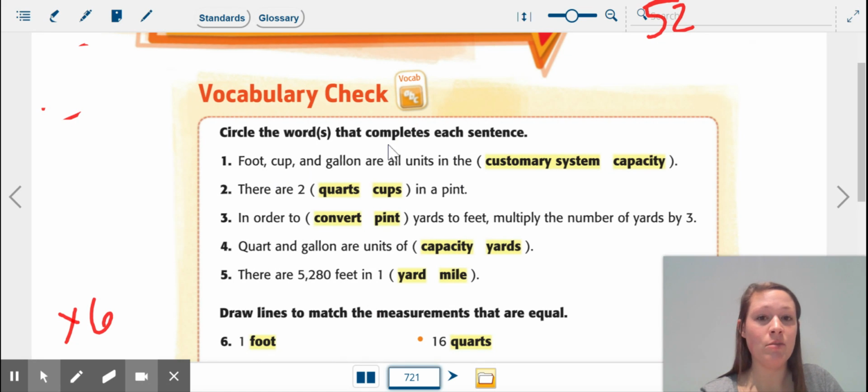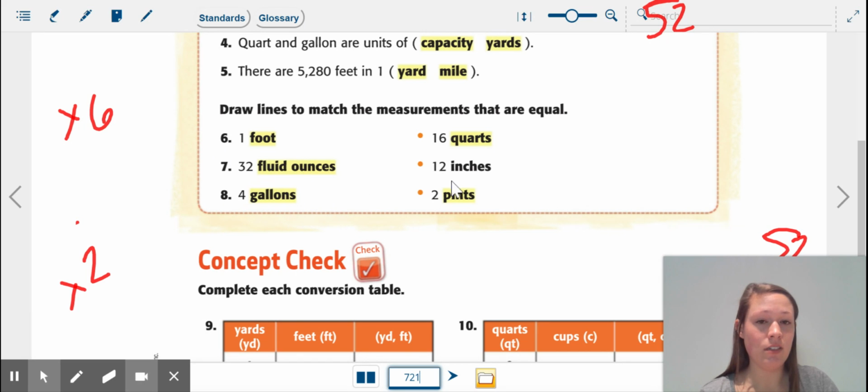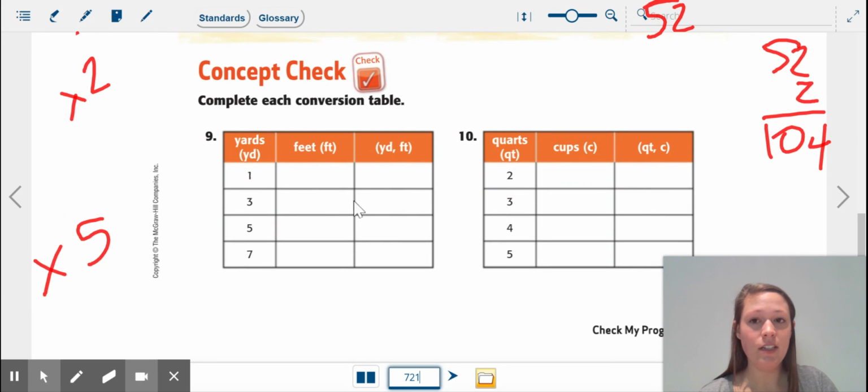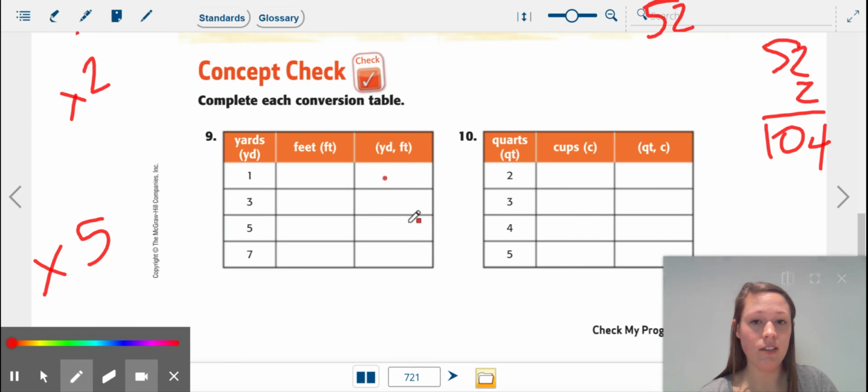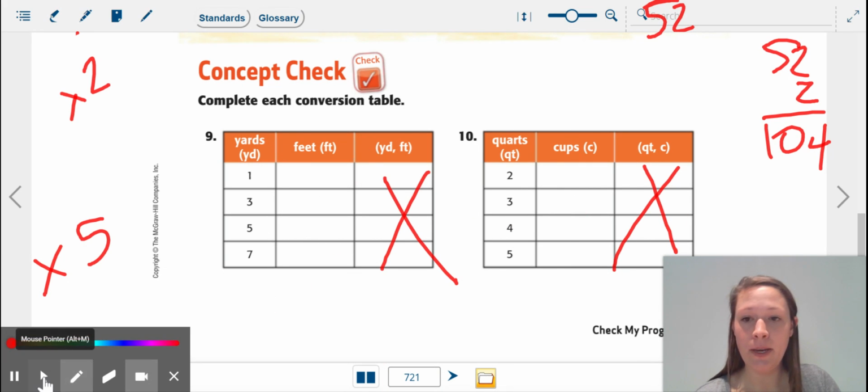So circle the word that completes each sentence. You're going to pick one of them that's in the parentheses, okay, for those 5 problems. Here you're matching, okay, conversion tables. Okay, you don't have to do the far right one, okay, the far right column. If you want to, go for it, but I'm more focused on the conversion part, okay?